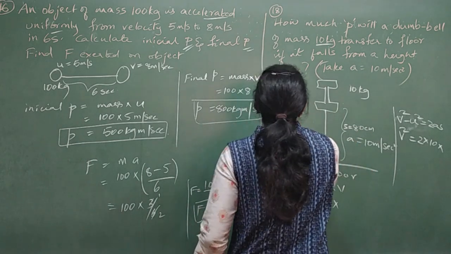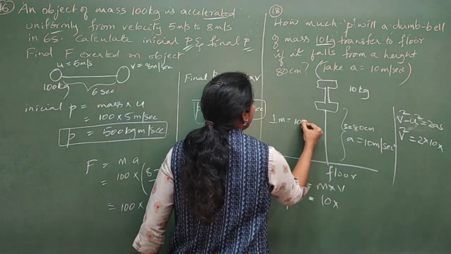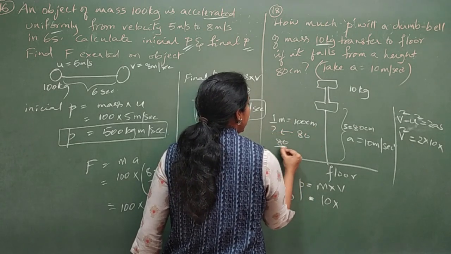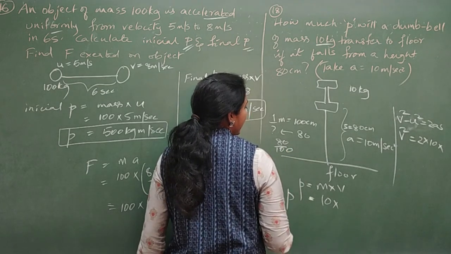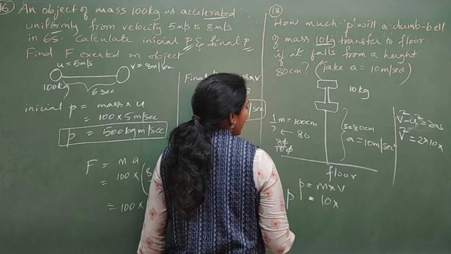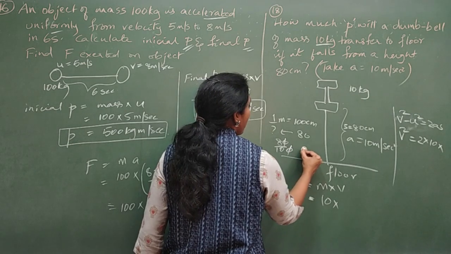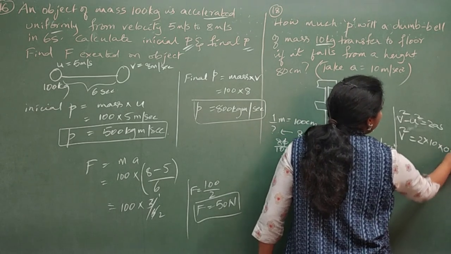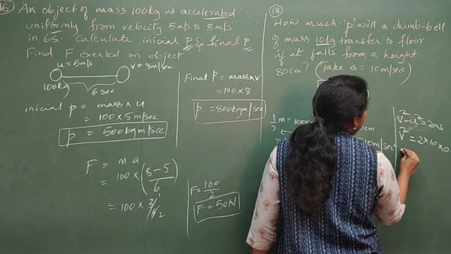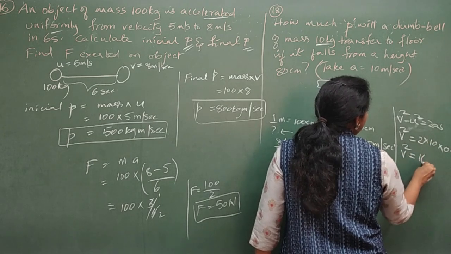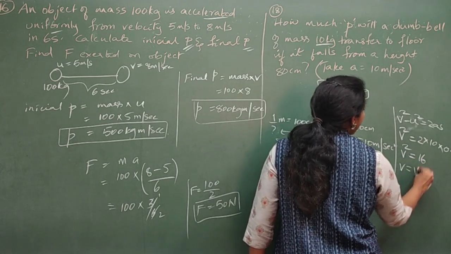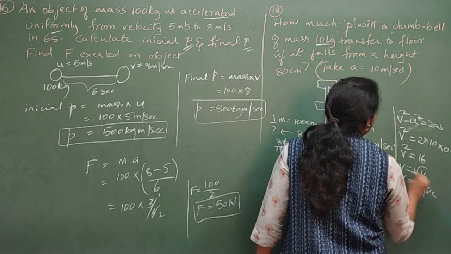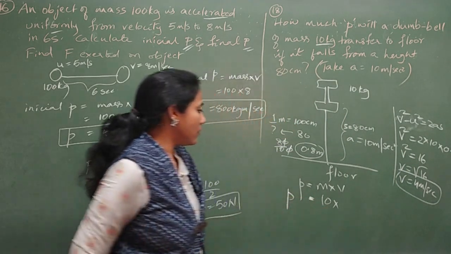Okay. So we know 1 meter is equal to 100 centimeter. So 80 centimeter is how much? It is 80 divided by 100. Right? So this gets cancelled. So you will have your answer as 0.8 meters, right? So it is 0.8 meters. So 2 into 10 into 0.8, V square is equal to 16, right? So V is equal to square root of 16. So V is equal to 4 meter per second is your velocity.